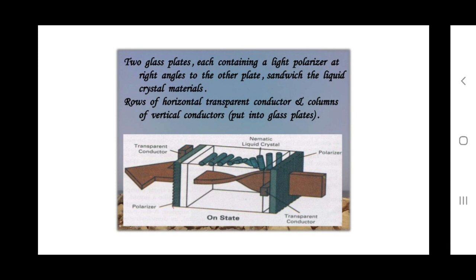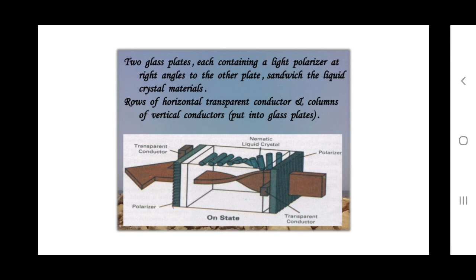Here they placed two glass plates, each containing a polarizer, at right angles to one another. Sandwiched between them is the liquid crystal material, with rows of horizontal transparent conductors and columns of vertical conductors put into the glass plates. Here there are many parts which are shown. One is a transparent conductor.